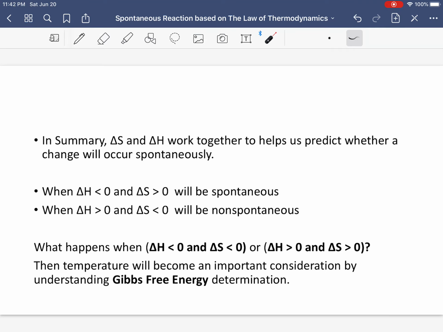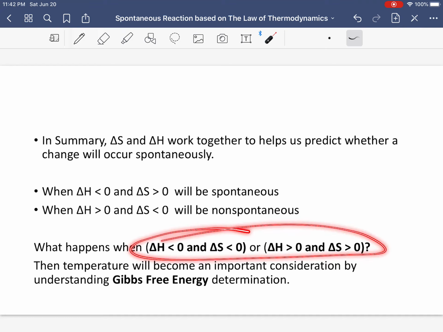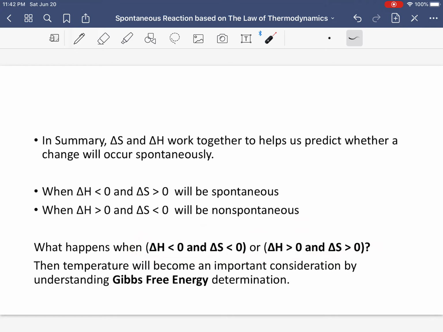Now, the question is, how do we know? Even with this situation, how do we know it's spontaneous? Under this situation, it's for sure spontaneous. Under this situation, it's for sure non-spontaneous, but what do we do with this? Well, that's when this guy comes into play, because temperature affects this guy, Gibbs free energy.